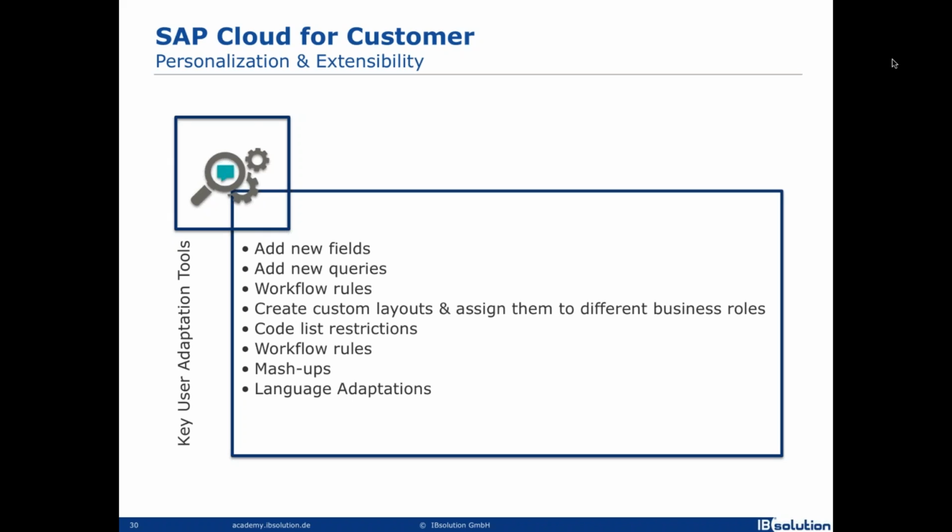Luckily, here you have a number of different ways to extend or to personalize the Cloud for Customer. First of all, you have end-user personalization, meaning that anyone who has access to Cloud for Customer can personalize the look and feel of all the screens to which the user has access. Basically, they can hide fields, they can change the layout, they can rearrange the tabs so that they can put the tabs which are most important in the beginning.